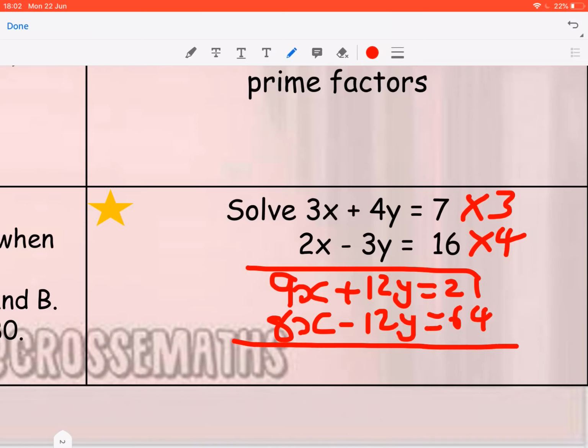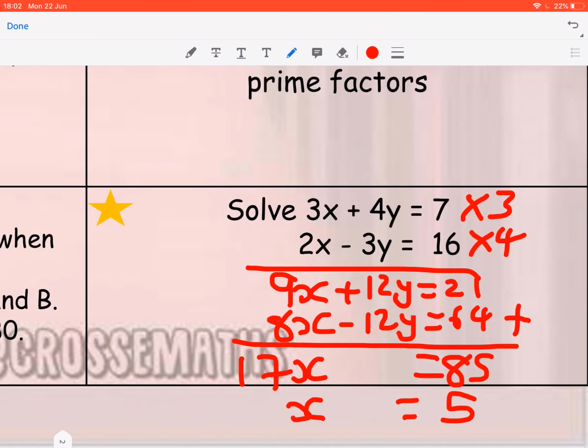Now, because you know they're the same, you can just add them together and they'll disappear. 9 plus 8 is 17x. 12y plus minus 12y makes nothing. 21 plus 64 makes 85. 17x is 85. If I divide through by 17, I know x is 5.